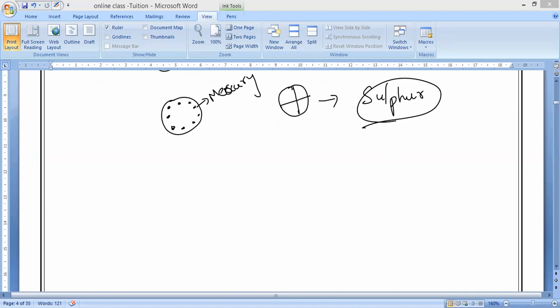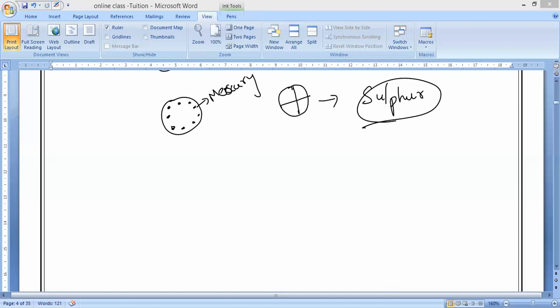Plumbum, also Pb, has been taken as a symbol. It is like that. Based upon the first letter, and if the first letter is common, then the second letter, and if that is also common, they go for Latin words and choose the names from them.